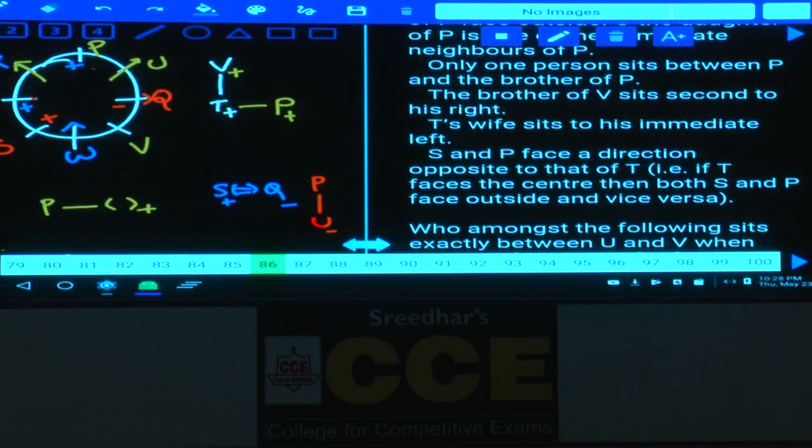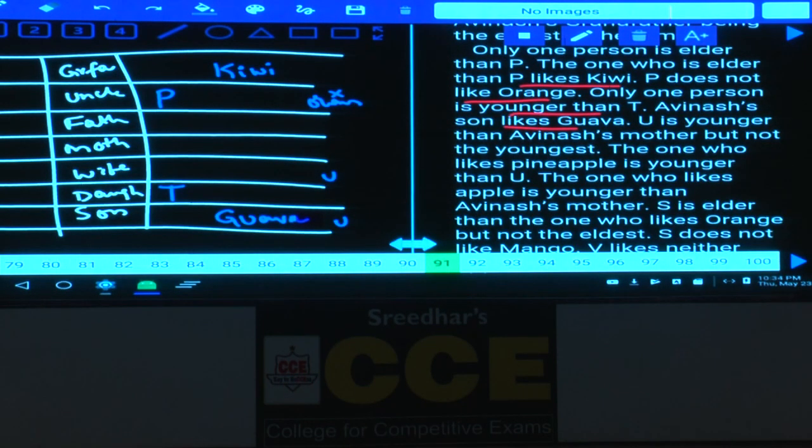And U is younger than Avinash's mother, but not the youngest. But not the youngest means U cannot be here. As U cannot be here, U is the wife of this Avinash. Done? U is the wife of this Avinash.